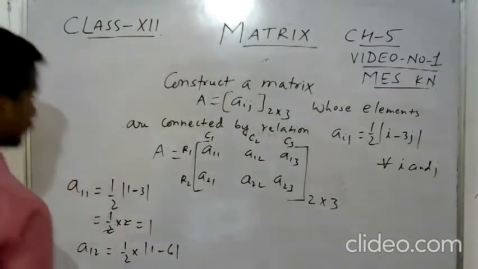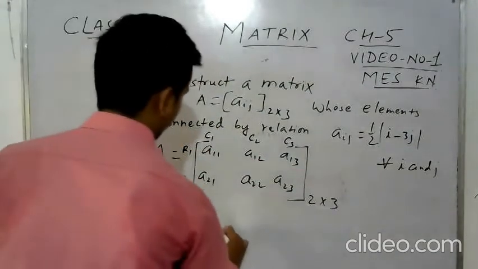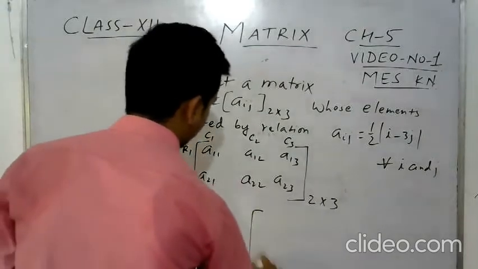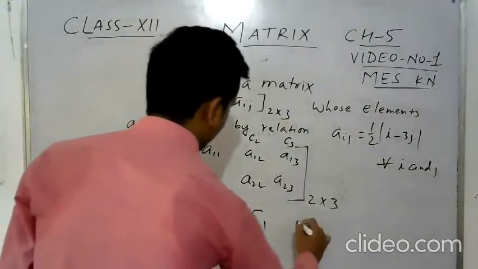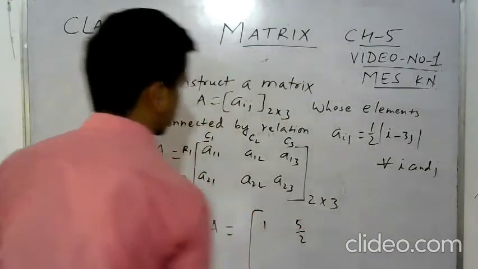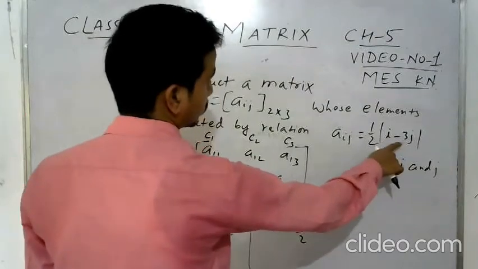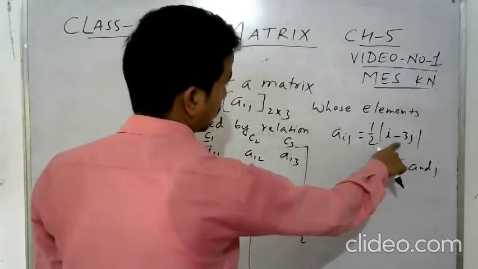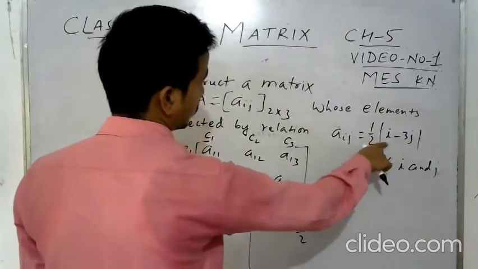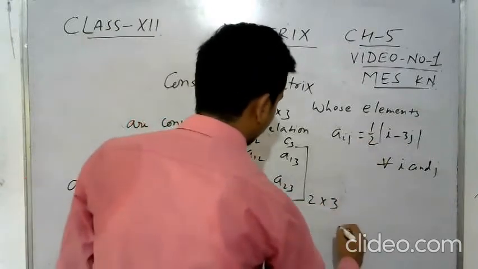You will get 5 by 2. In this way, you can find the rest of the elements. So what is the matrix? This will become 1. This will become 5 by 2, and A13. You will put 1 here, and 3 3s are 9. So 1 minus 9 is minus 8. Minus 8 will become plus 8. 8 by 2 is 4.